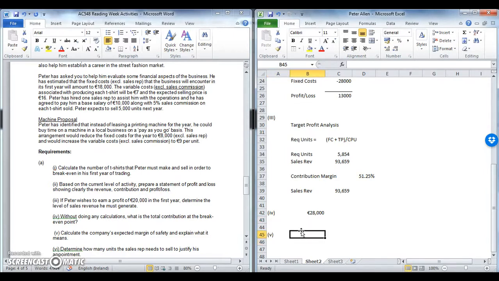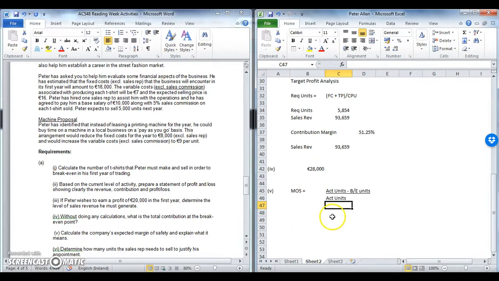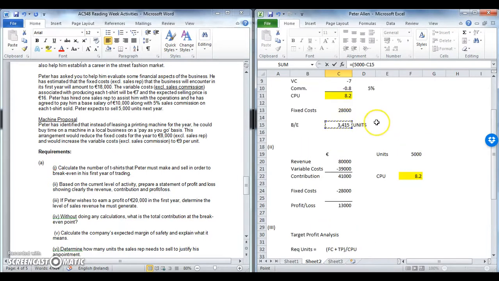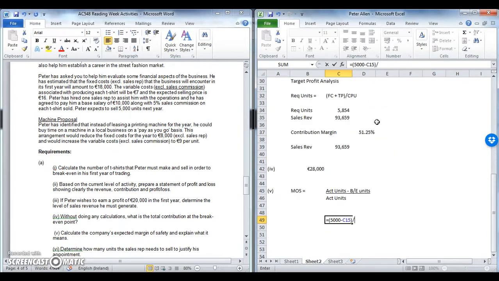Part 5 is calculate the company's expected margin of safety and explain what that means. So again, the margin of safety, or the MOS, is essentially actual units minus break-even units, and put all that over actual units. Since you want to see how far sales can fall before you break even. So in this instance, our actual units are 5,000 minus our break-even units, which are 3,415, over 5,000. That gets you 32%.